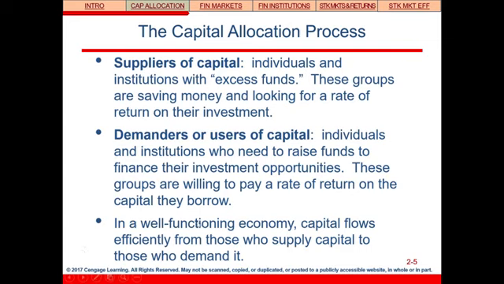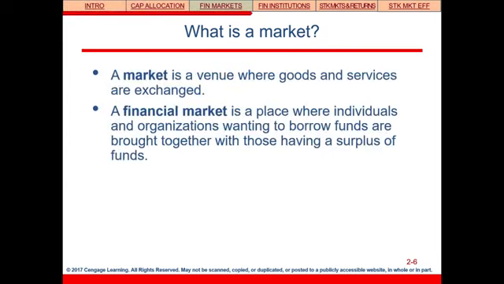And in a well-functioning economy, capital flows efficiently from those who supply capital to those who demand it, usually with much less financial friction and much less transaction cost. Yeah, so that's the capital allocation process. So now we have finished the capital allocation process. Let's have a look at the financial markets.